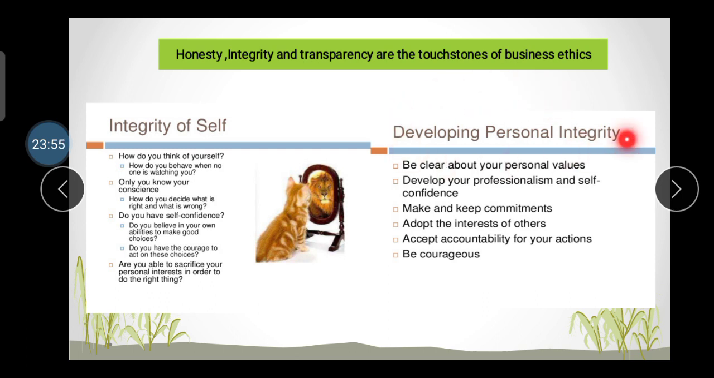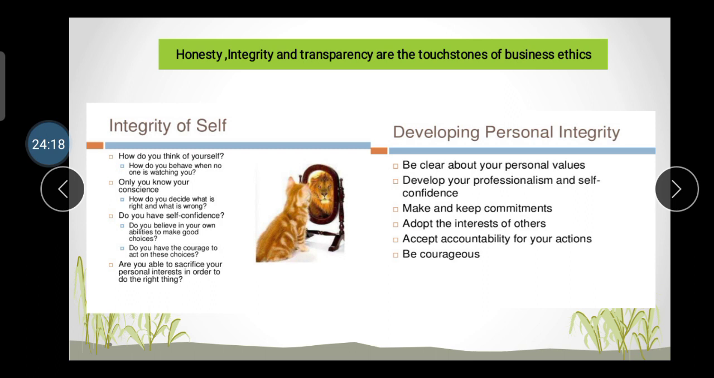Then, developing a personal integrity. Be clear about your personal values. You cannot compromise your personal values whenever you are working in any field, as an engineer, as a doctor, as a professor, or in any field. Personal values are very important.